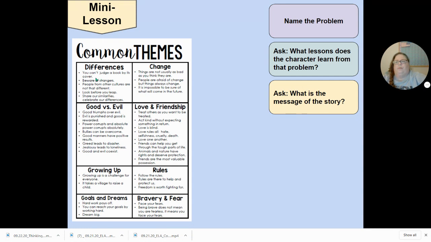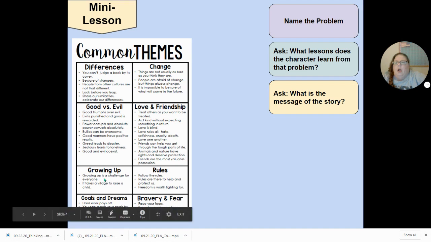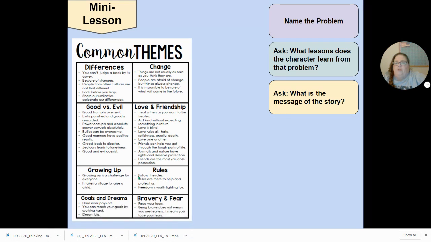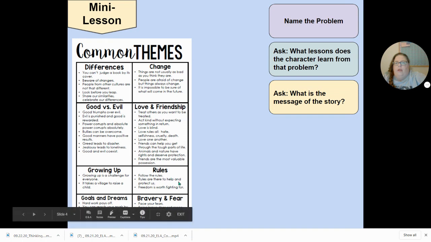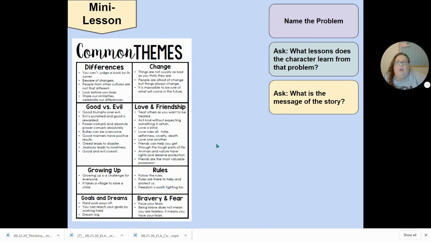You can't judge a book by its cover. Things are not usually as bad as you think they are. Good triumphs over evil, or evil is punished and good is rewarded. Treat others the way you want to be treated. Act kind without expecting something in return. Growing up is a challenge for everyone. Rules are there to help and protect us. Hard work pays off, and face your fears. Okay, those are actually themes, and they're common themes that are found throughout a lot of literature.